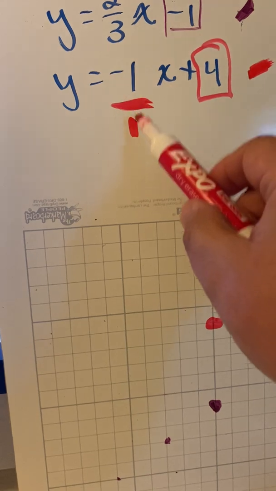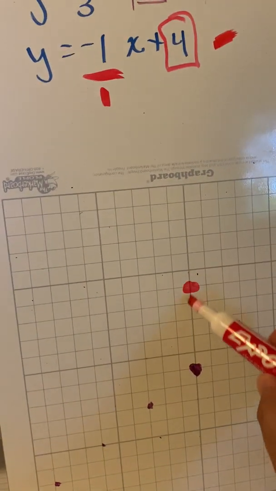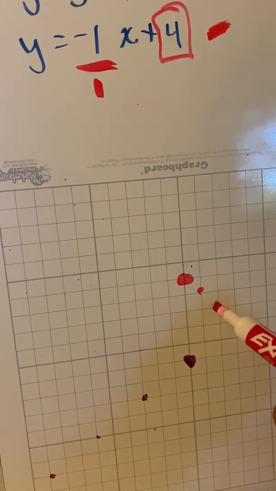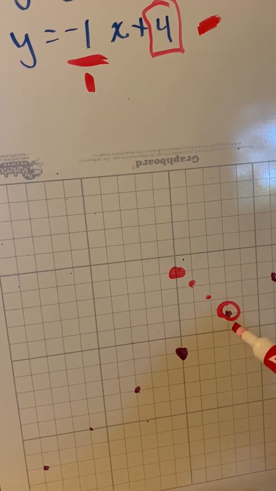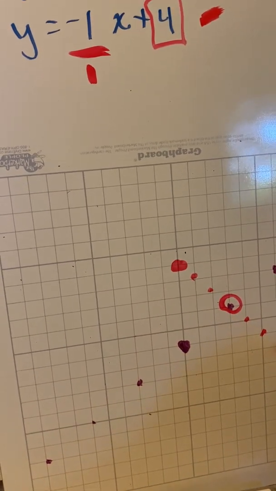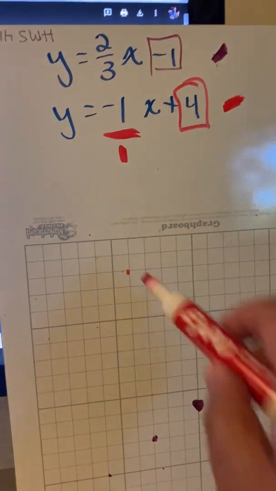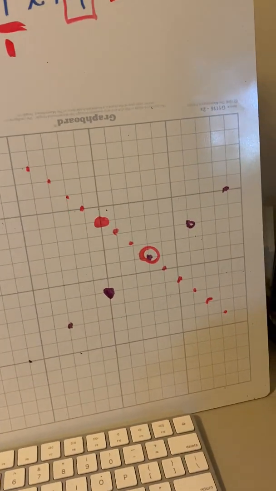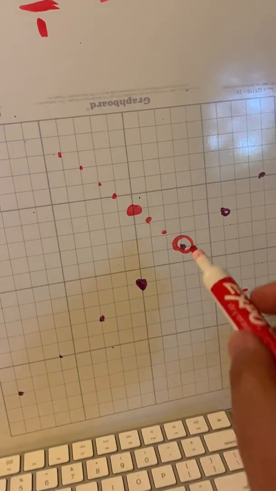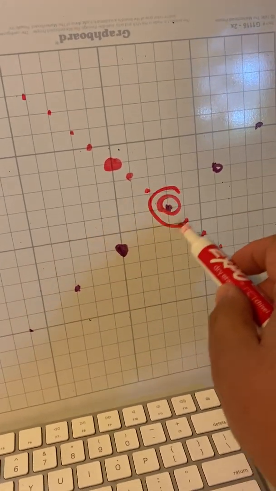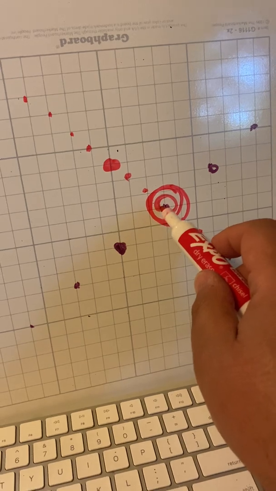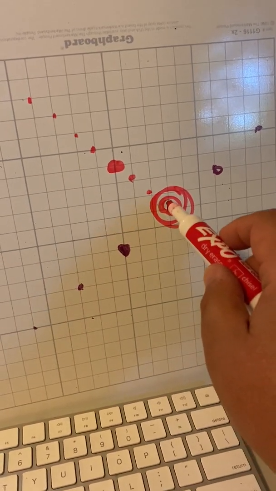My slope is -1. That means down 1, right 1, down 1, right 1, and so on. Or up, back, up, back. I've got a billion points that I've just plotted right here. I circled this one because this is where the 2 lines intersect at (3, 1).